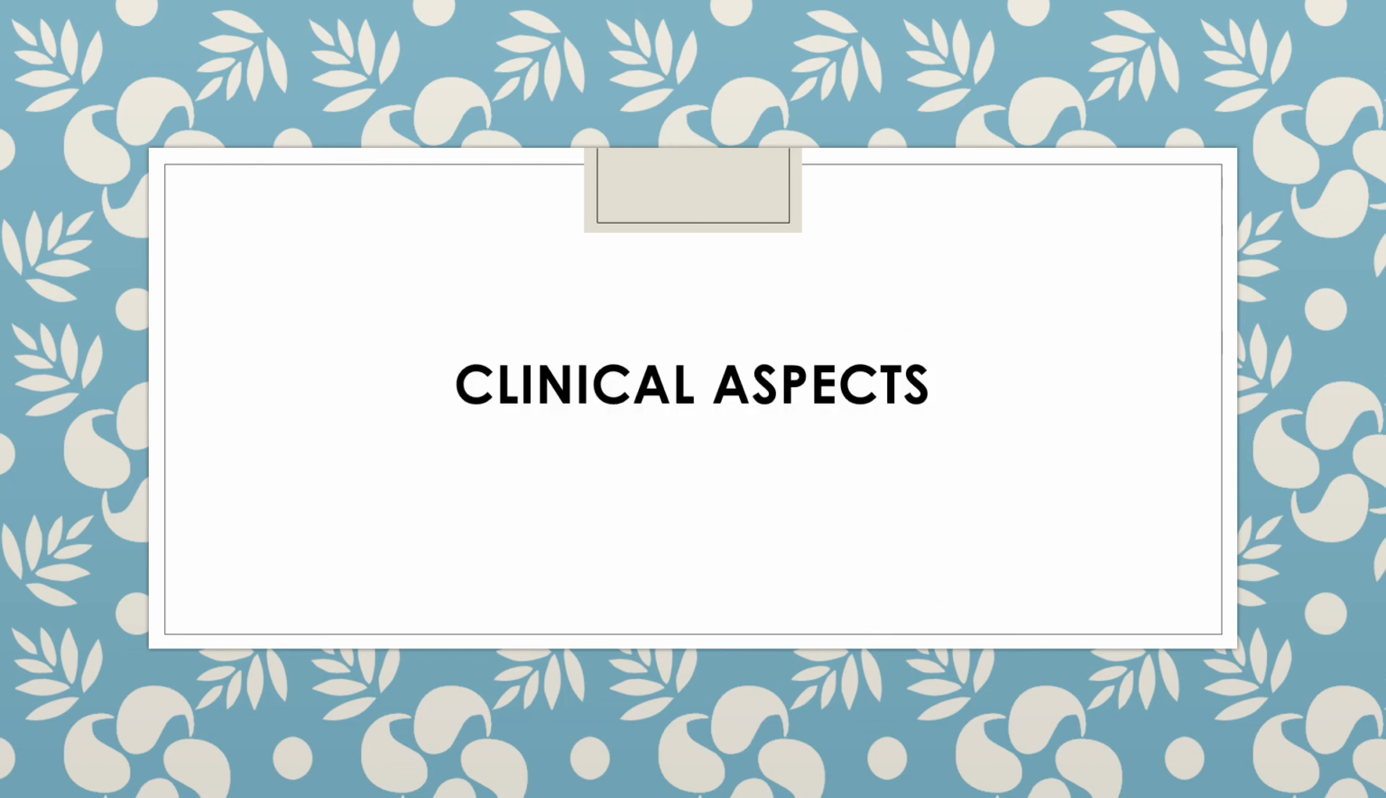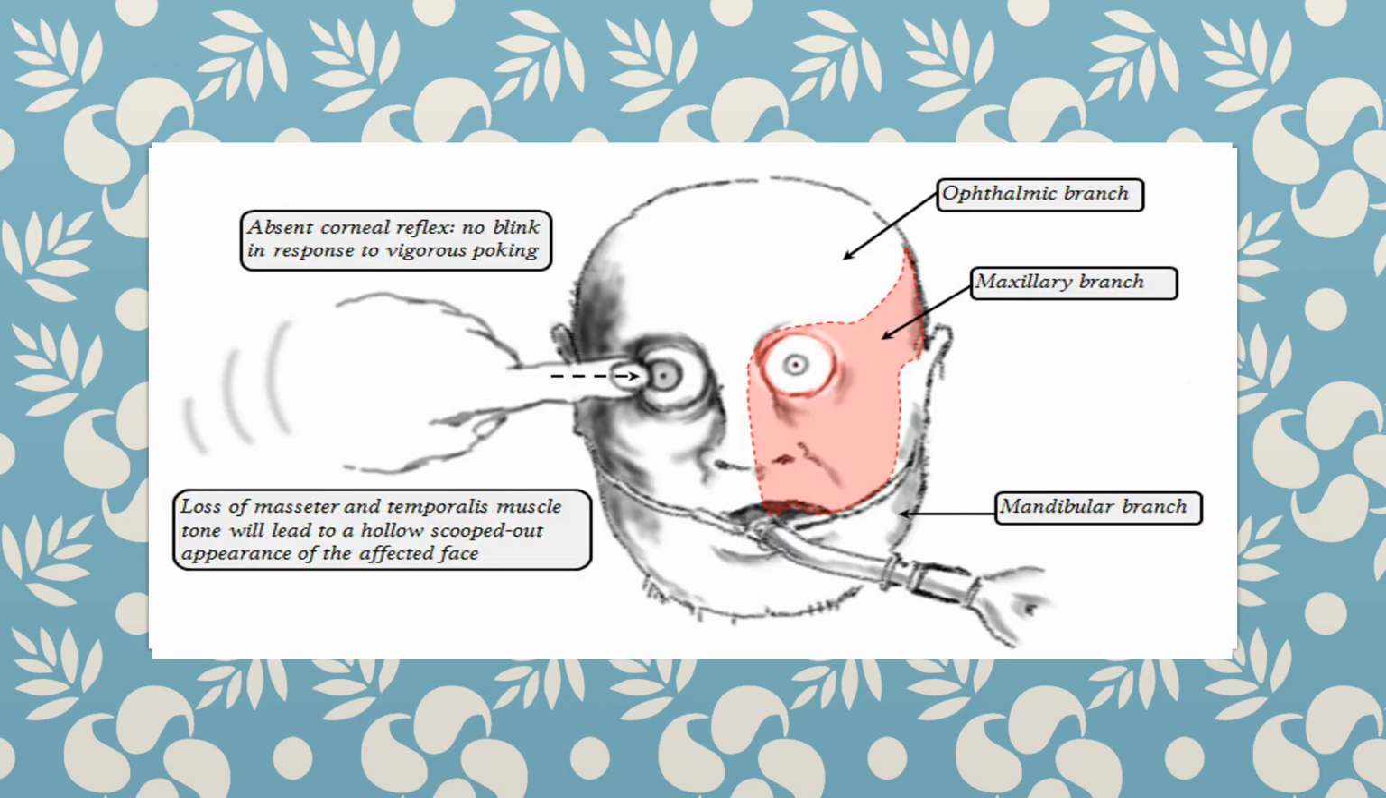Now we come to its clinical aspects. Ophthalmic division of trigeminal nerve, if it is damaged, the corneal reflex will be absent and there will be no blinking even in response to vigorous poking of the eye.